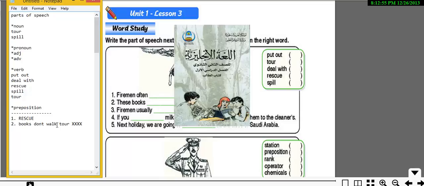And if you want to go with spill, do they spill? Books don't spill. I've never seen a book that spills out. And it's not going to be rescue because we used it before, and the only option we've got is actually deal with many subjects. Now number 3: firemen usually blank fires with water.